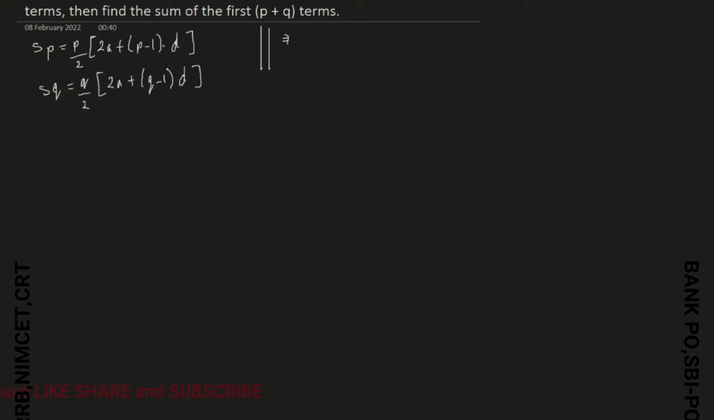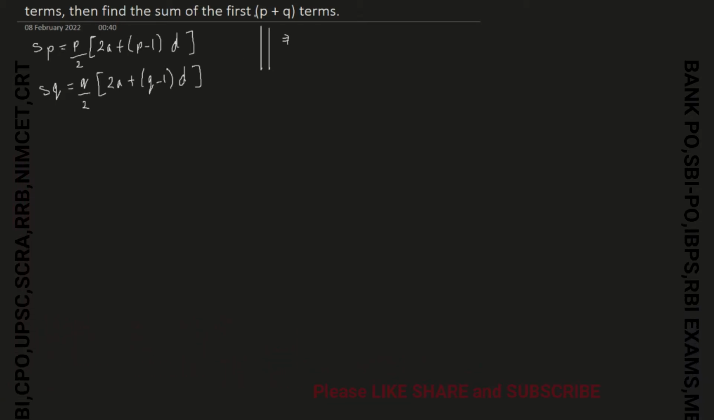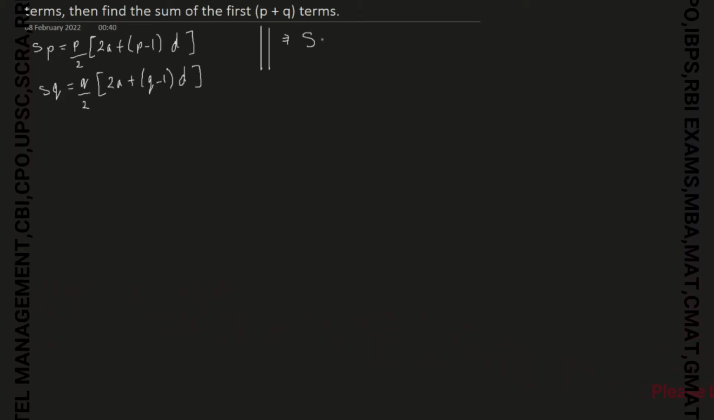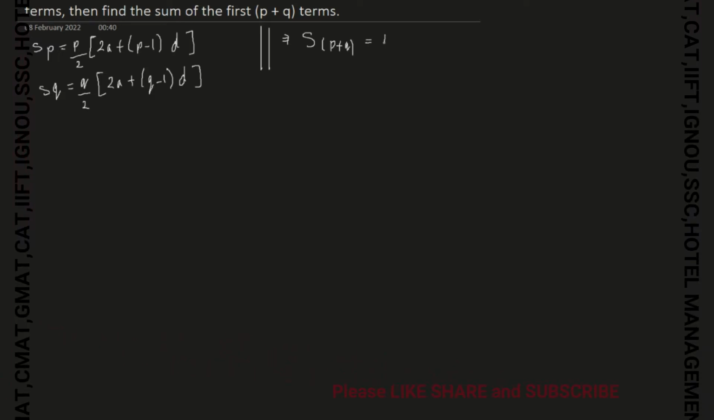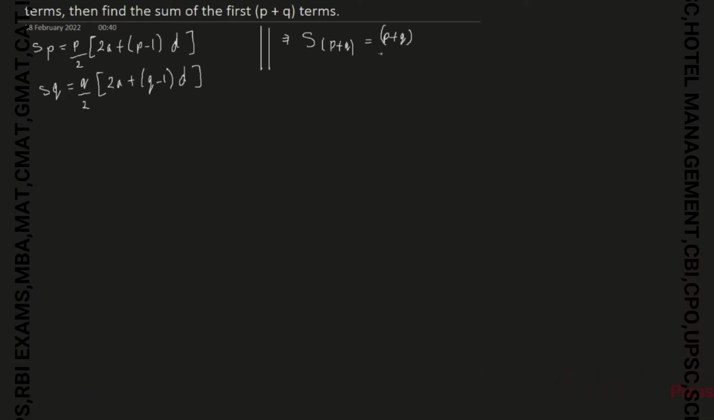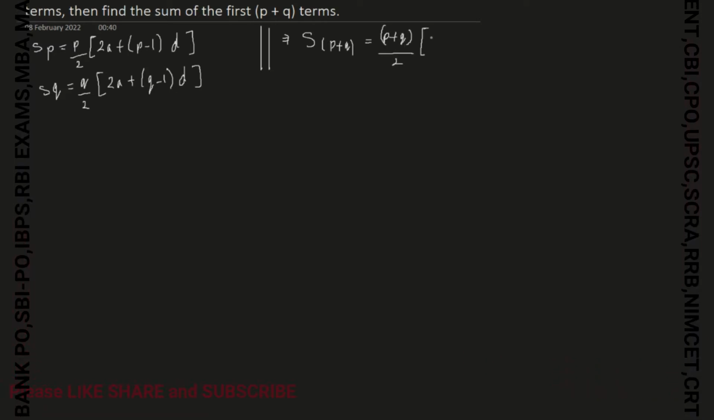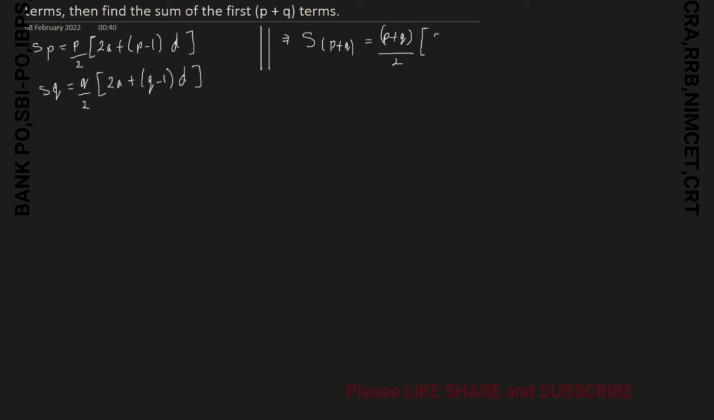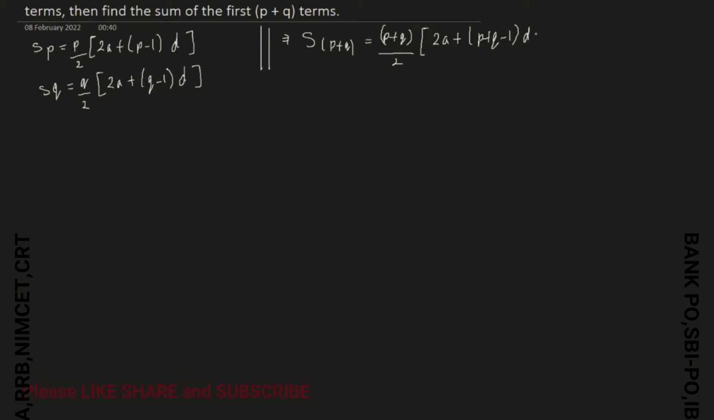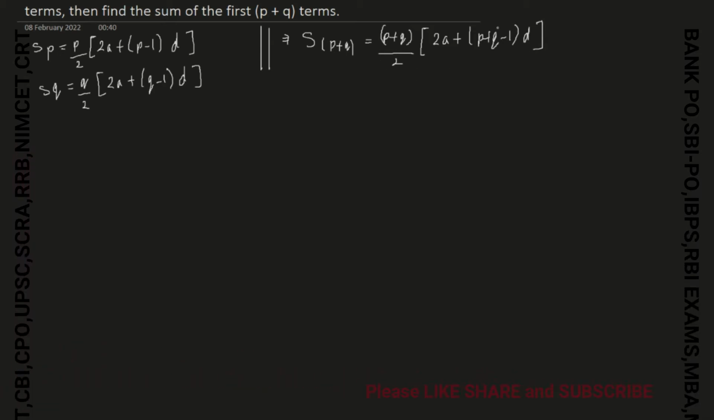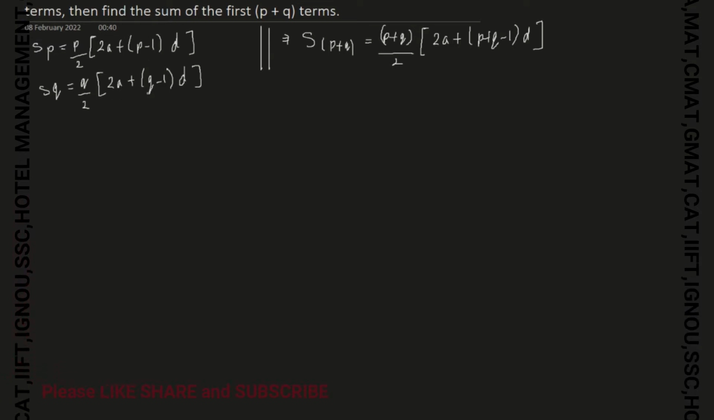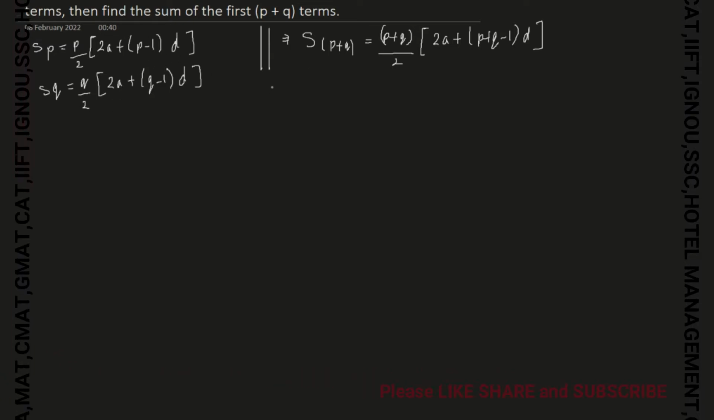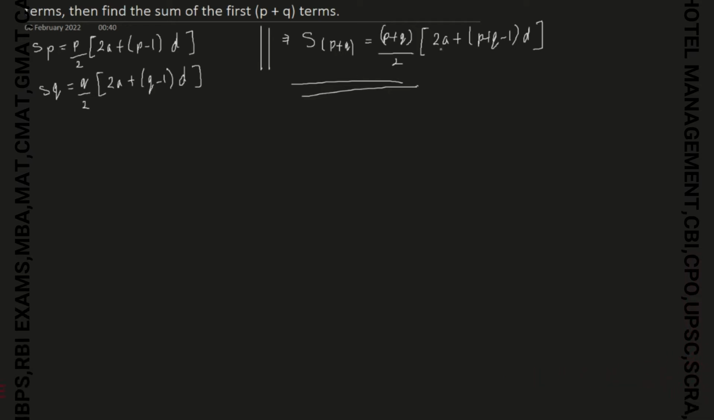And secondly it's given, then find the sum of the first P plus Q terms. So we'll write first the sum of P plus Q. What will be the sum of first P plus Q terms? At the place of N we'll write P plus Q upon 2 bracket 2A plus, N is what? P plus Q minus 1 into D. So the question asks this, and these two are given. So we have to get something from these both. We'll write this for tracking purpose, what we have to get.